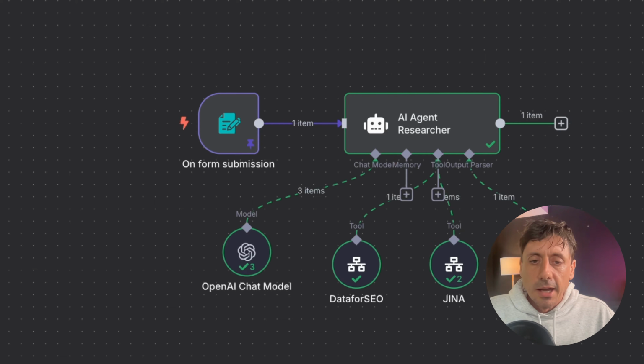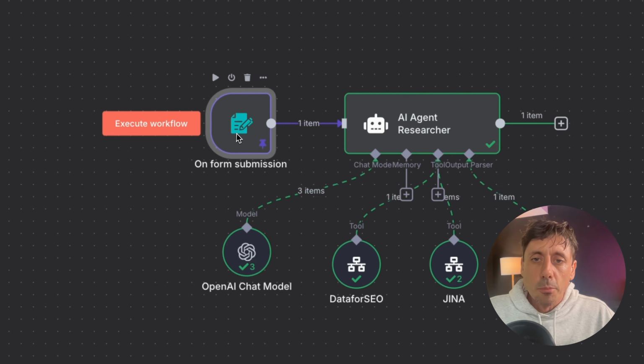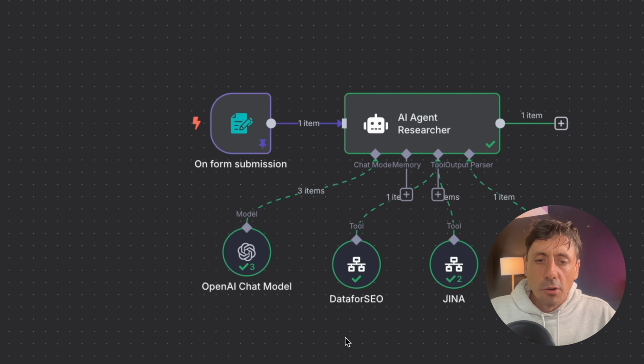All I've got to do is go Execute Workflow. I've already submitted the form and pinned it, so I don't need to resubmit the form. So it knows that I want to find information about a hair loss shampoo or hair regrowth shampoo.